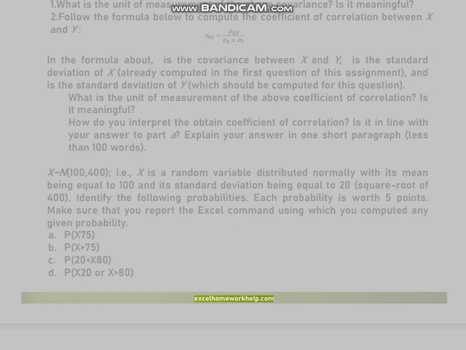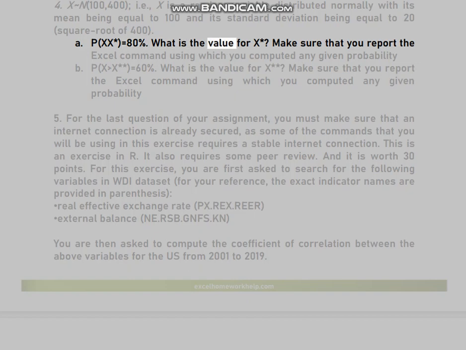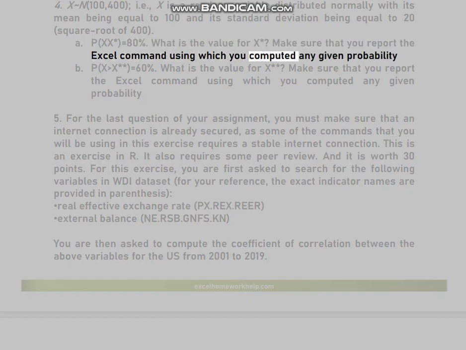4. X is a random variable distributed normally with its mean being equal to 100 and its standard deviation being equal to 20, the square root of 400. A. P(X less than X*) equals 80%. What is the value for X*? Make sure that you report the Excel command using which you computed any given probability. B. P(X greater than X**) equals 60%. What is the value for X**? Make sure that you report the Excel command using which you computed any given probability.